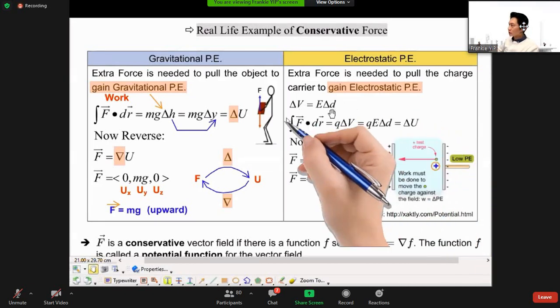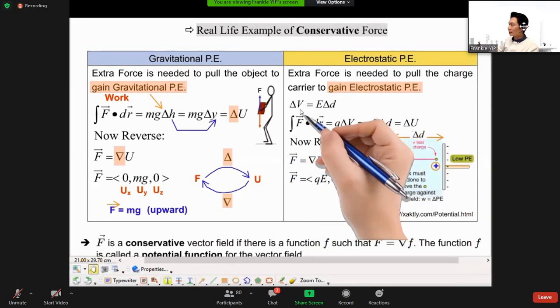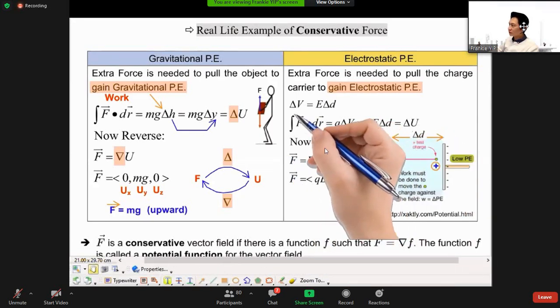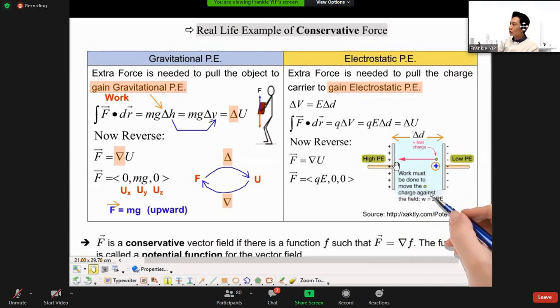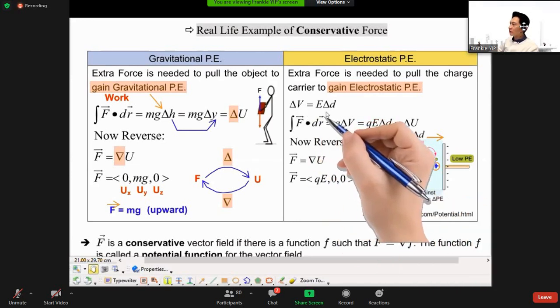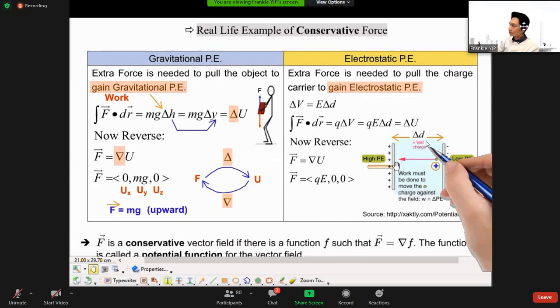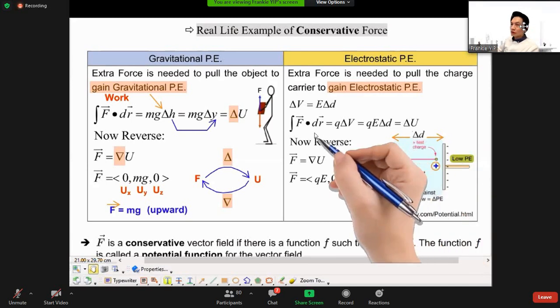So once again, for parallel planes, we have the formula like this. The potential difference between these two equals the E field times the delta D. Delta D is the separation between the parallel planes. Got it?